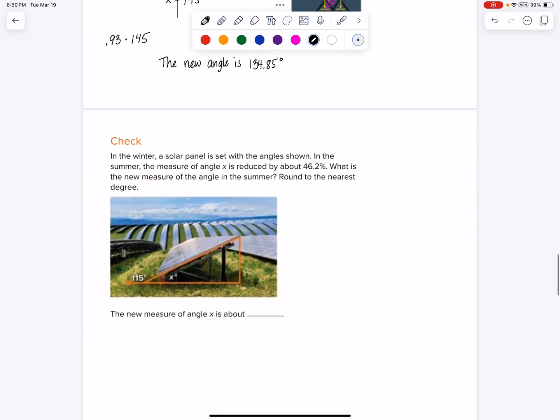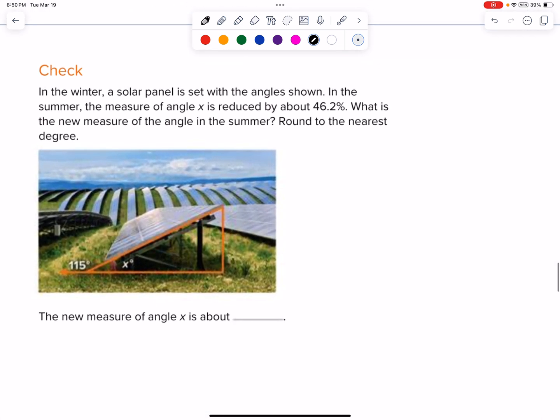All right, let's take a look at the check. You can try this one out. It's a very similar type problem. In the winter, a solar panel is set with the angle shown. In the summer, the measure of the angle needs to be reduced. You do have to pay attention to this, and you should highlight that. Reduce means up or down. If you said down, you're right. So we need to go down 46.2%. What is the new measure of the angle in the summer? If we're reducing it, it's almost like a discount of 46.2%. Let's try this out, and you can hit pause and then see how you did.